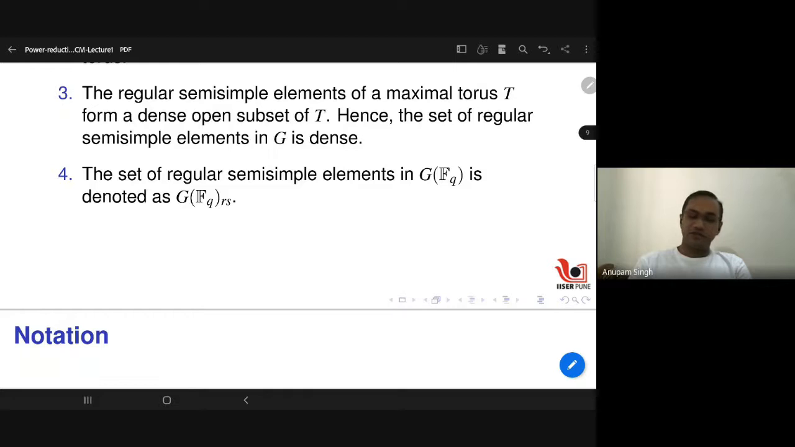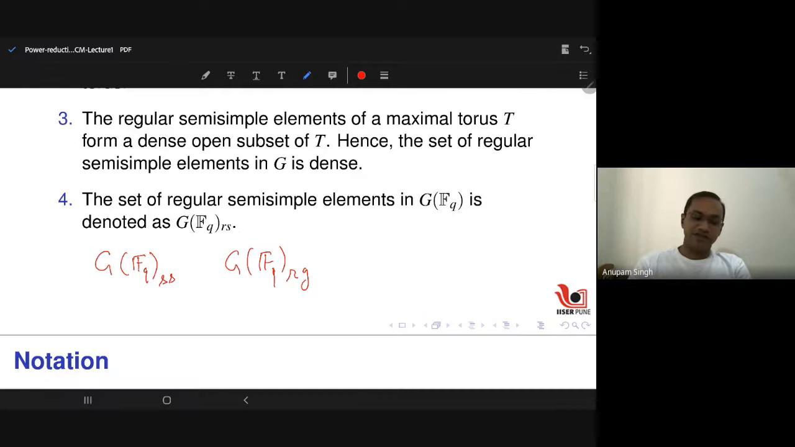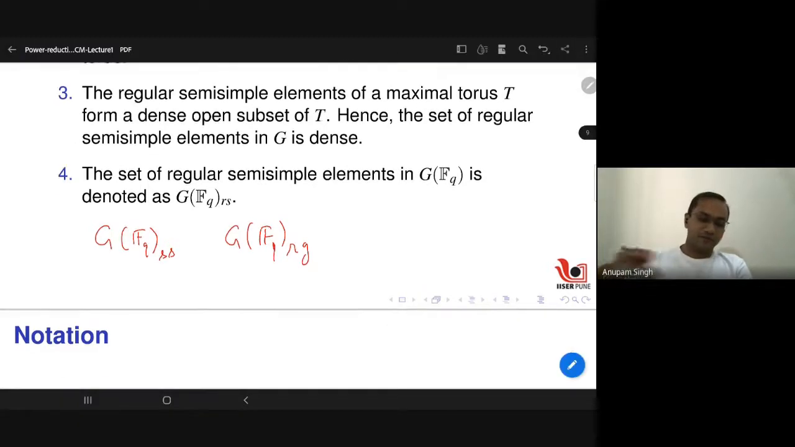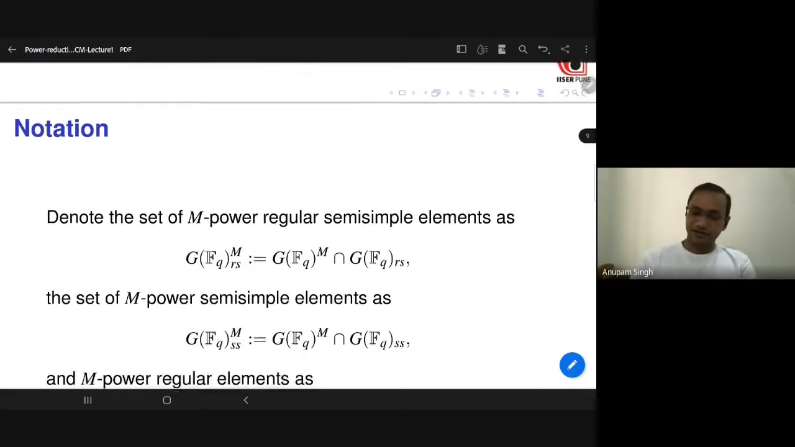Again, the notation: the set of regular semi-simple elements in G(Fq) will be denoted by G(Fq)^RS, for regular semi-simple. So just recall that I have G(Fq)^SS for semi-simple, G(Fq)^RG for regular, and G(Fq)^RS for regular semi-simple. Okay, good. So let's get back to our main problem.